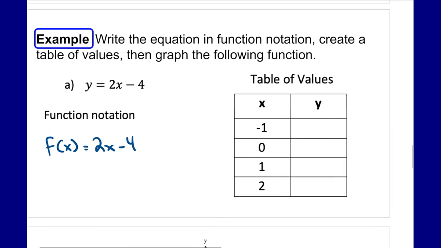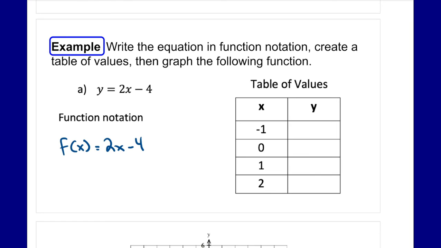For a table of values, here we can go through and we're going to plug in our points. So for example, y equals 2 times negative 1 minus 4. I'm going to stick with my function notation actually. f at negative 1 is equal to 2 times negative 1 minus 4. Negative 2 minus 4 is negative 6. And if I go through, I should find 0. I get negative 4, then negative 2, and then finally 0.